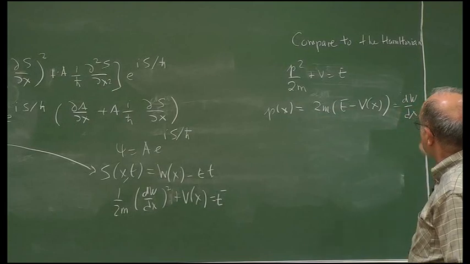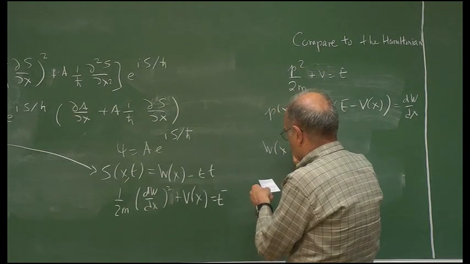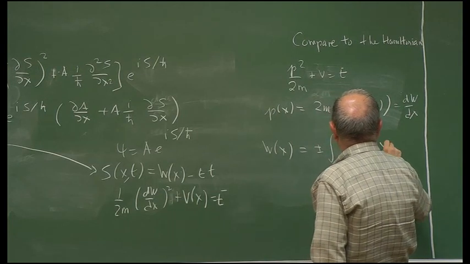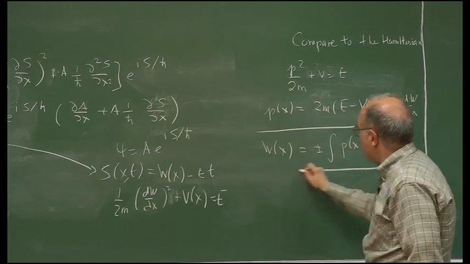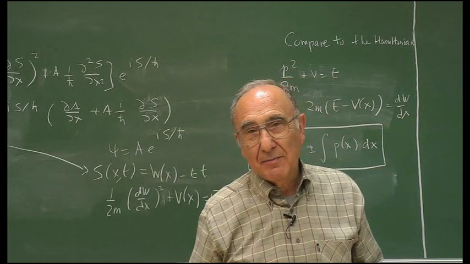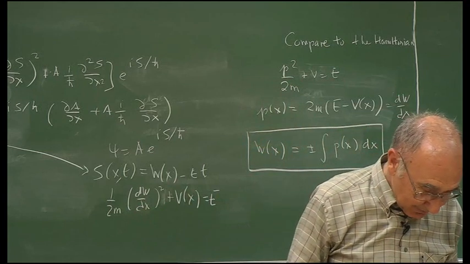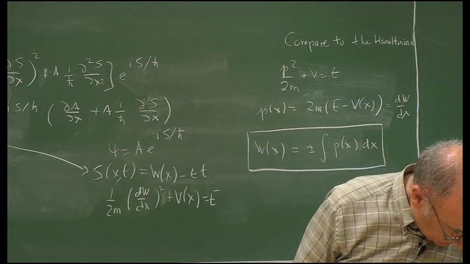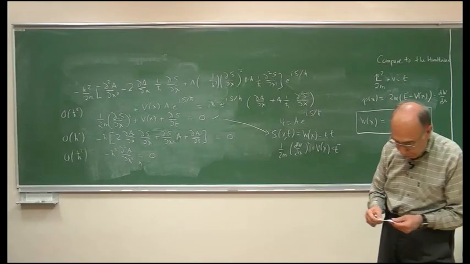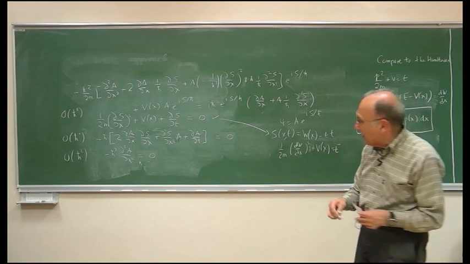Of course, we can integrate this equation and get that W of x is plus or minus the integral of p of x times dx. This is going to play not only a vital role in classical mechanics, but also in quantum mechanics in this approximation. All right. Now, let's look at the next term, or the order h-bar term.